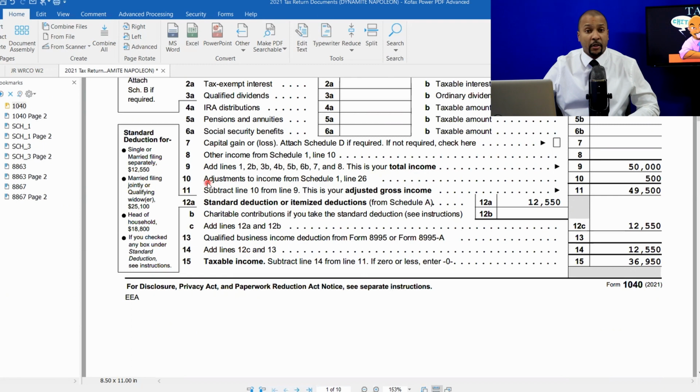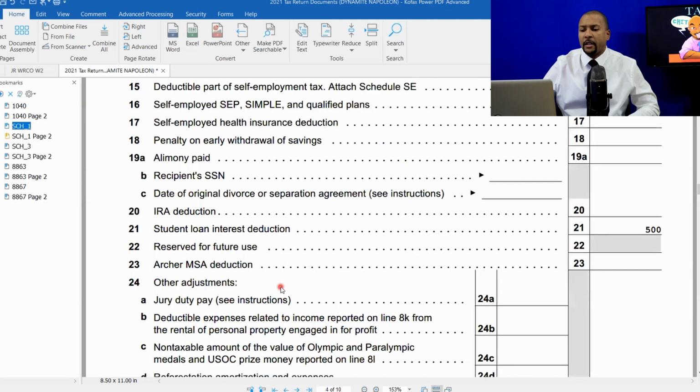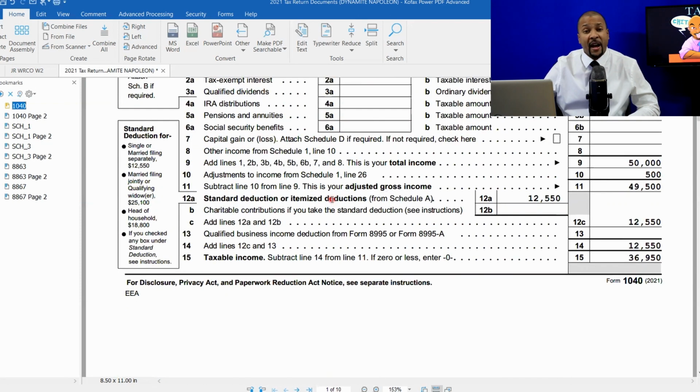The next thing that we can see is there's an adjustment here on Schedule 1. So let's hop over there, and if we scroll down, we can see that this is his student loan interest deduction. So he paid $500 worth of student loan interest, and that's what's being deducted. Hopping back into the 1040, that $500 comes off, so it's a subtraction, and it takes us down to $49,500. That's his adjusted gross income.